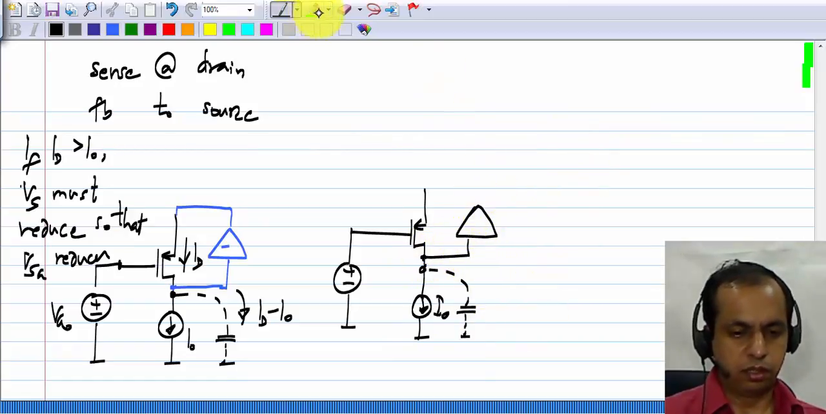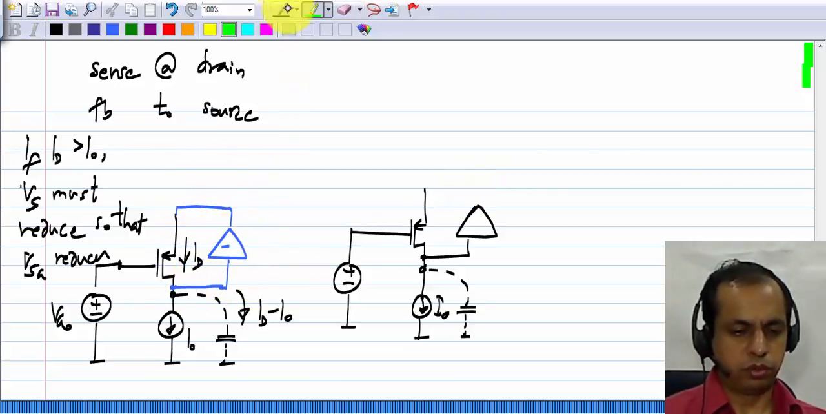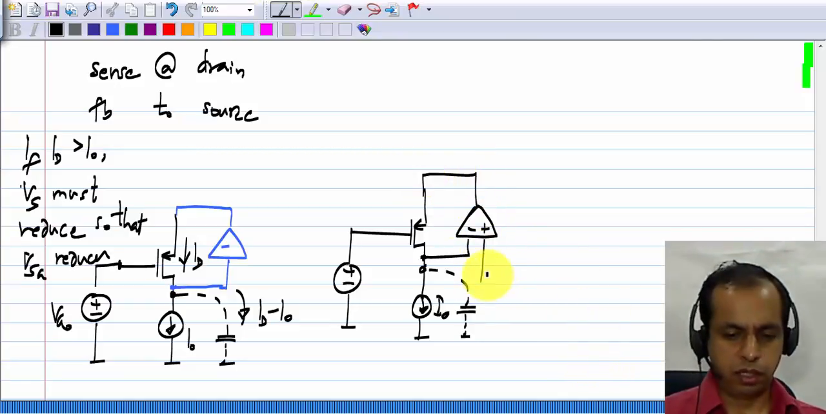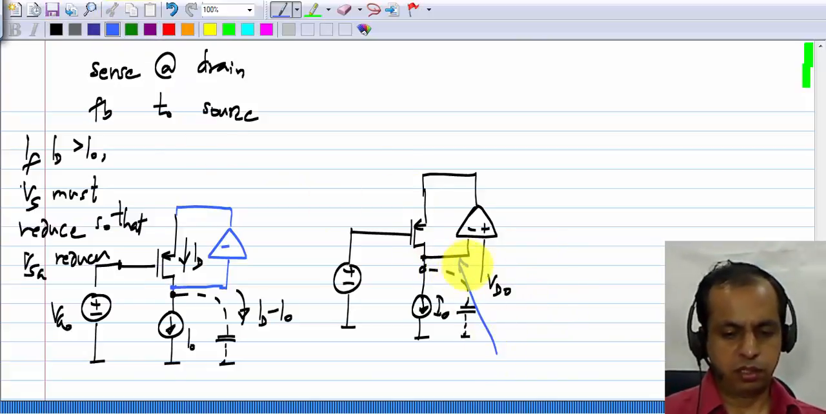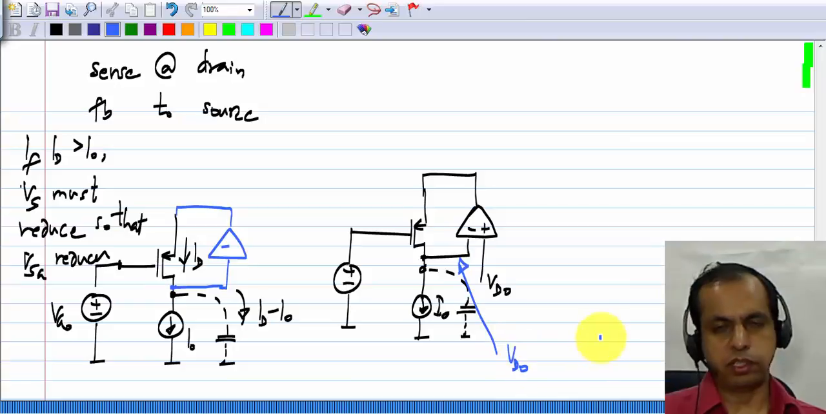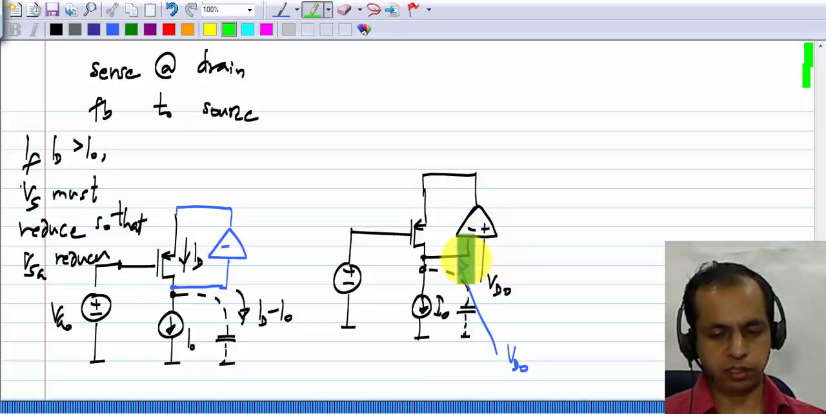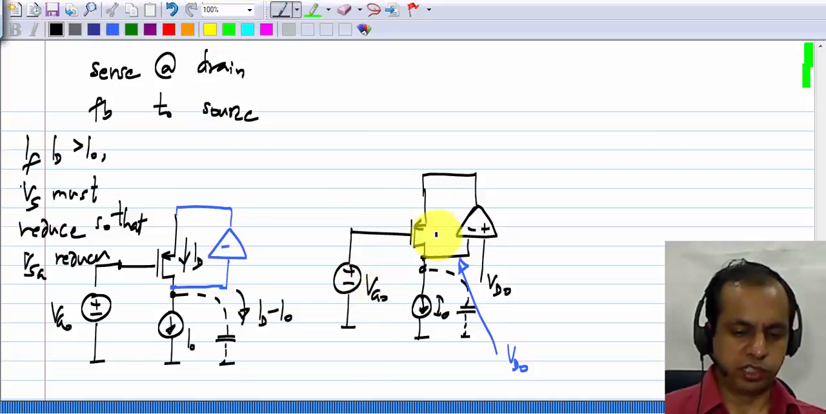And the gain has to be inverting from the drain to source. So we have minus, plus, we connect it that way, and if I call this VD0, the voltage here will be VD0 in steady state, because the op amp, I am assuming it's an ideal op amp, has a virtual short between its input terminals, so this will be at VD0. Okay, and the gate is at VG0.